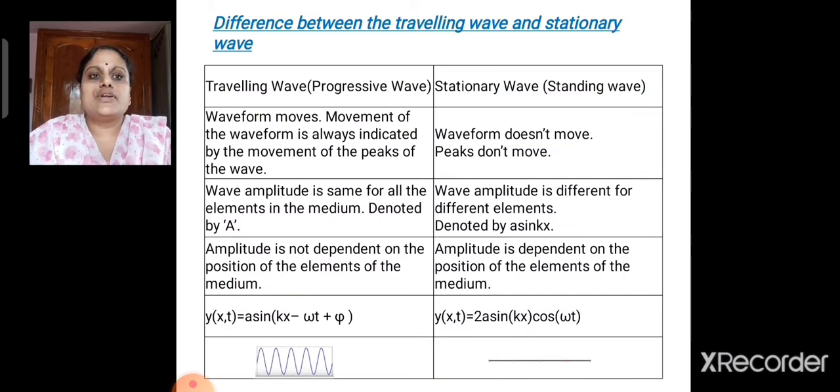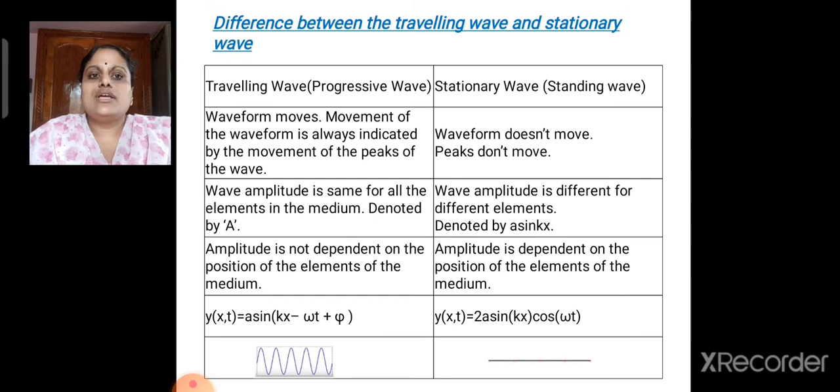Now let us see the difference between a traveling wave and a stationary wave. We know a traveling wave is also known as a progressive wave and a stationary wave is also known as a standing wave. In the case of a traveling wave, the waveform moves, and the movement of the waveform is always indicated by the movement of the peaks of the wave. In the case of stationary waves, the waveform does not move and also the peaks do not move.